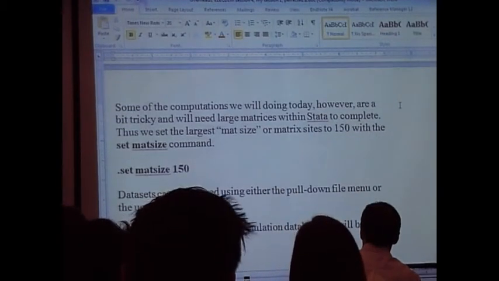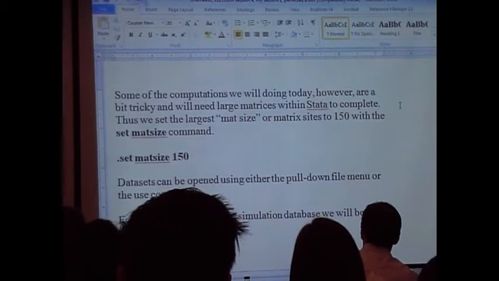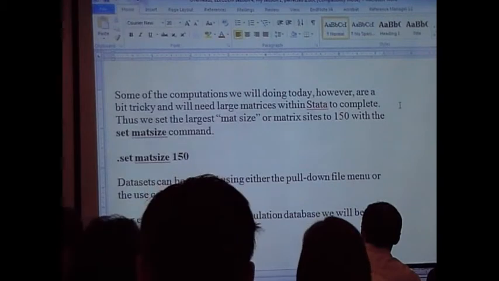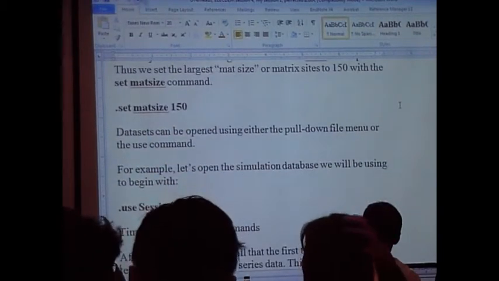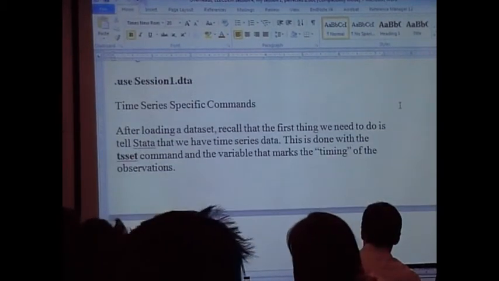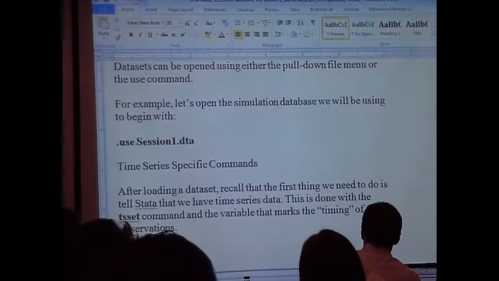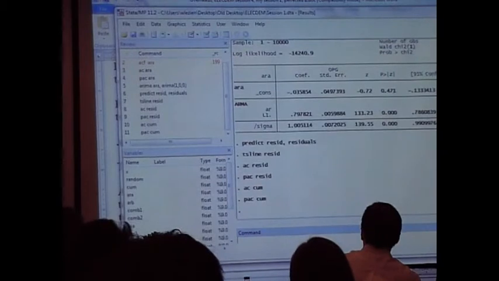This is mat size. As you probably know, it describes the number of variables and the size of your data matrix. And then we're going to use this data session 1, which I think I already have open. Let's see here.